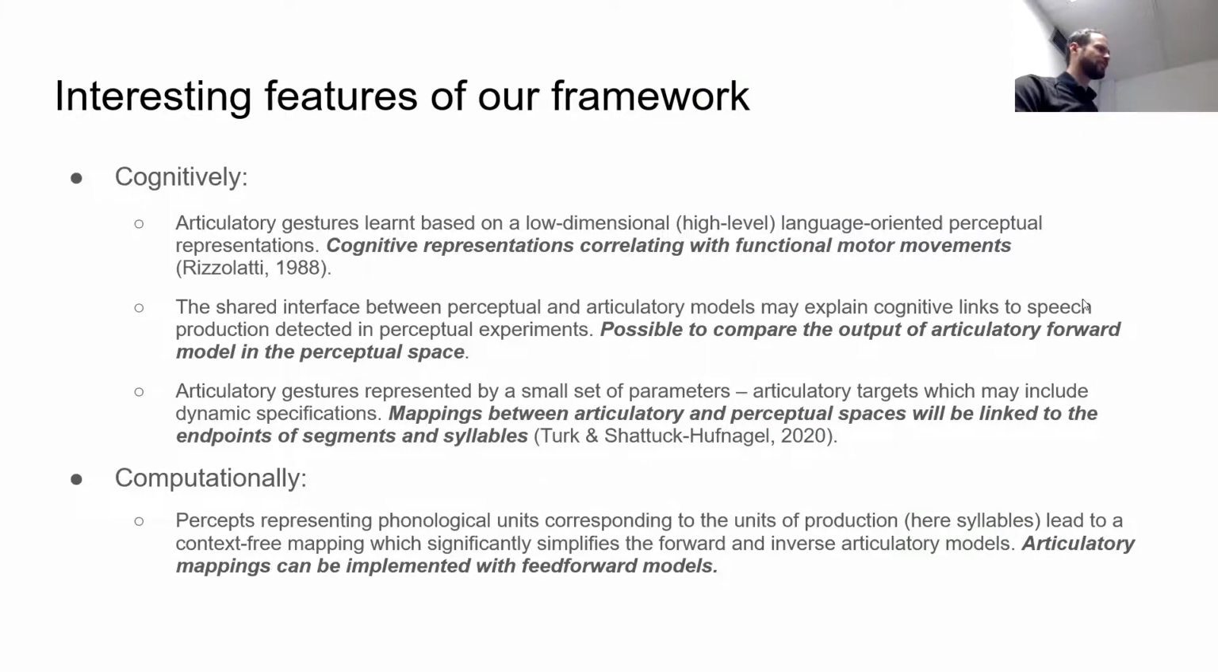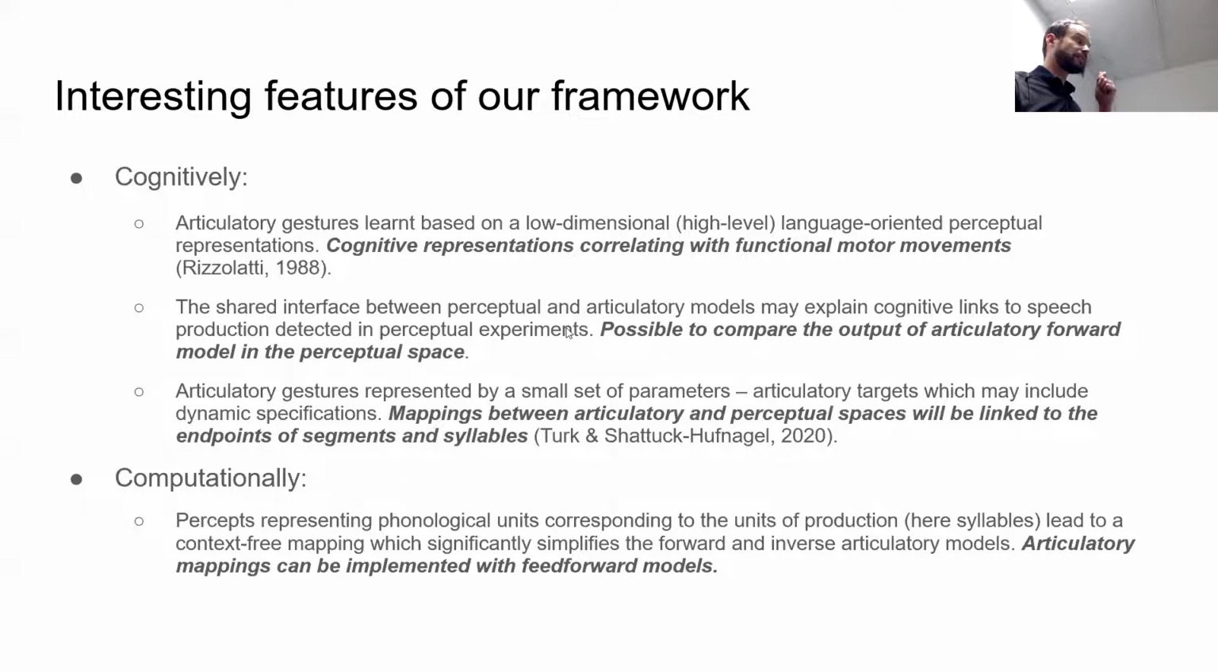I'm almost done. So these are some interesting features of our framework, specifically some of the choices we've made. Basically, the articulatory gestures we learn are based on low-dimensional, language-oriented perceptual representations. So we are learning a motor movement based on a higher-level representation in terms of the function, the outcome of the speech. This is similar to findings where you observe cognitive representations on the functional level rather than just the low-level motor movements.